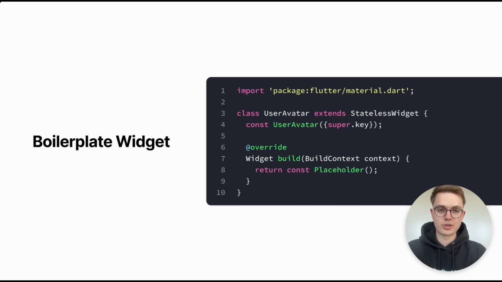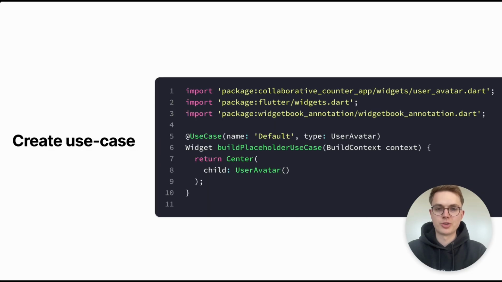In order to build a component in isolation with Widgetbook, we are just adding it. We're just adding a placeholder here. So we are not returning anything meaningful yet, just a quick placeholder. Because we can then add this component quickly to Widgetbook in order to preview it. And we are doing so with an add use case annotation. This annotation requires a name. In this case, we just call it default because we only have one use case for now. And the type just comes with the user avatar.